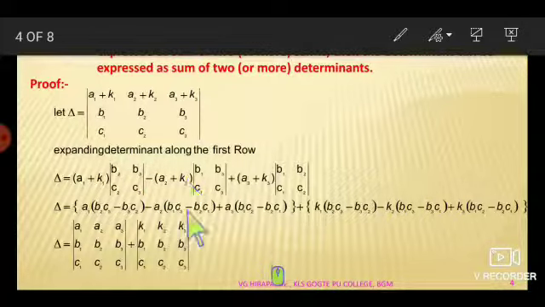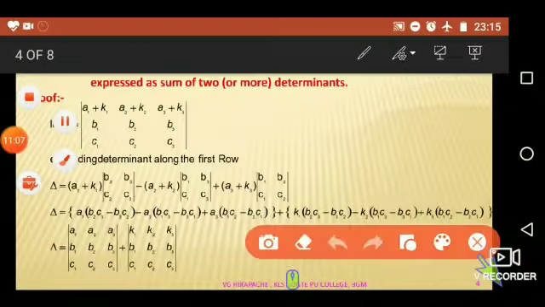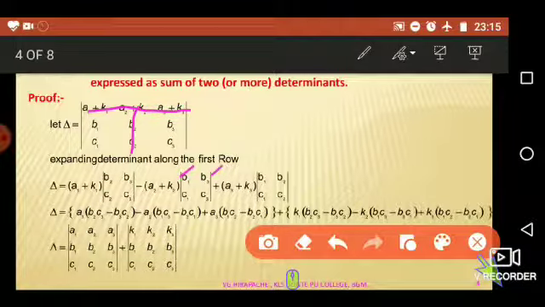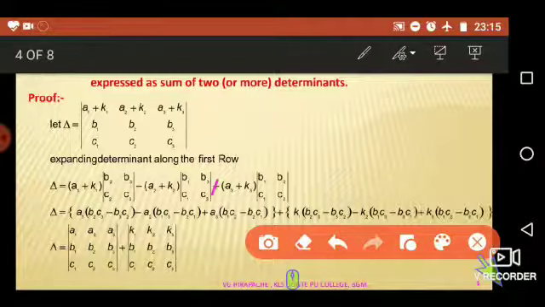for the element A2 plus K2, deleting the row and column consisting of that element, we are left with the second order determinant B1, B3, C1, C3. Then, for the next element of the same row, deleting the row and column consisting of A3 plus K3, we are left with the second order determinant B1, B2, C1, C2.